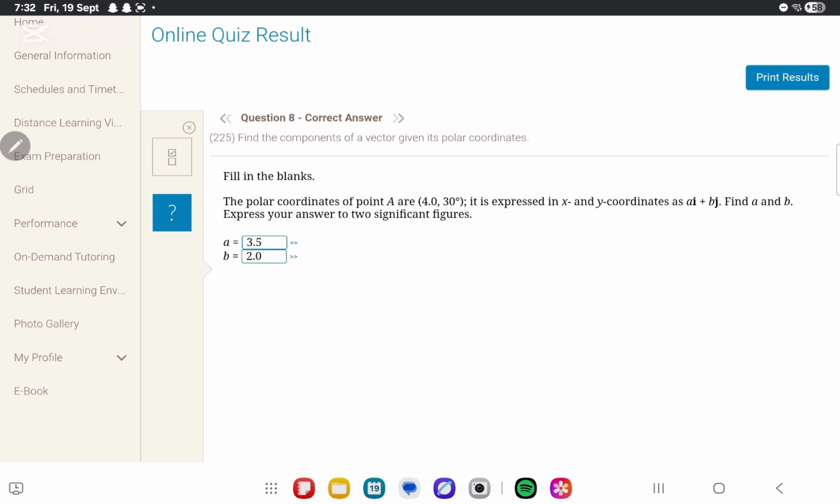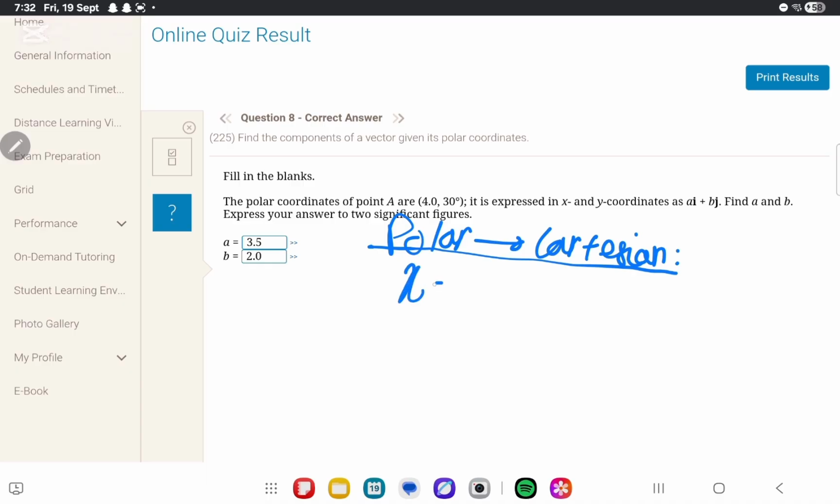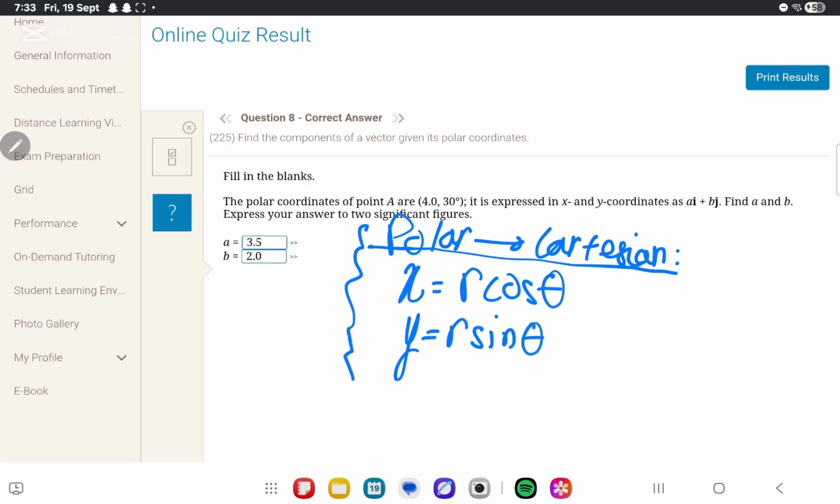The polar coordinates of point A are 4 and 30 degrees. It's expressed in x and y coordinates as Ai plus Bj. Find A and B. I taught you how to convert from Cartesian to polar. Now we're converting from polar to Cartesian. This one's even easier because there are only 2 formulas you need to memorize. For x, which in this case is Ai, so A, it's going to be r cosine theta. But for y, it's going to be r sine theta. Remember these two. If you're writing notes, please combine them with your notes on Cartesian to polar.